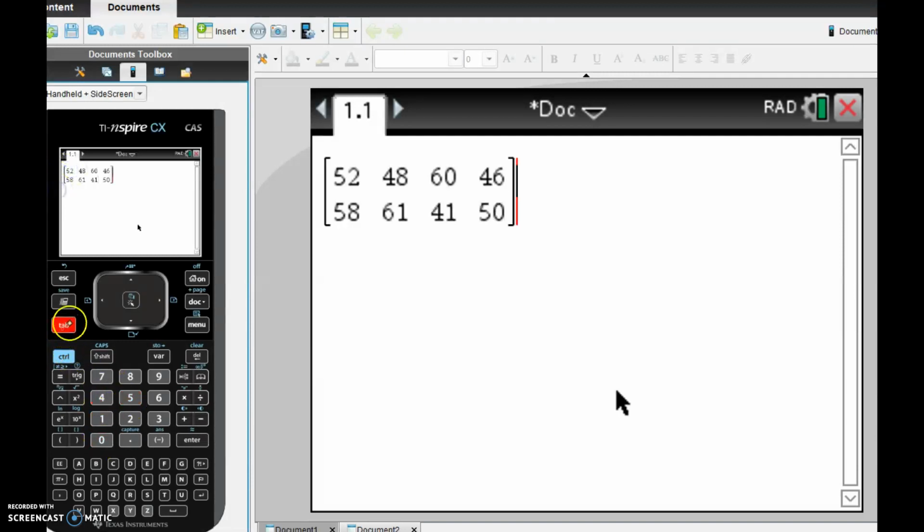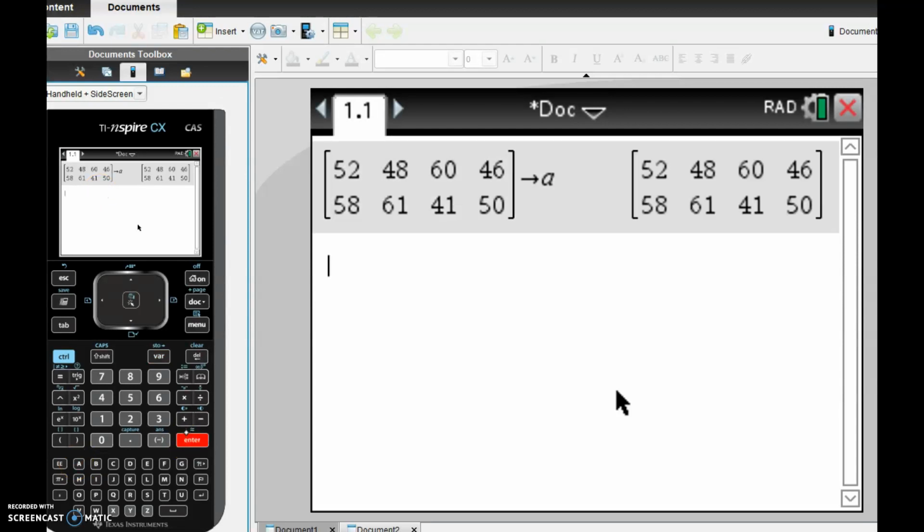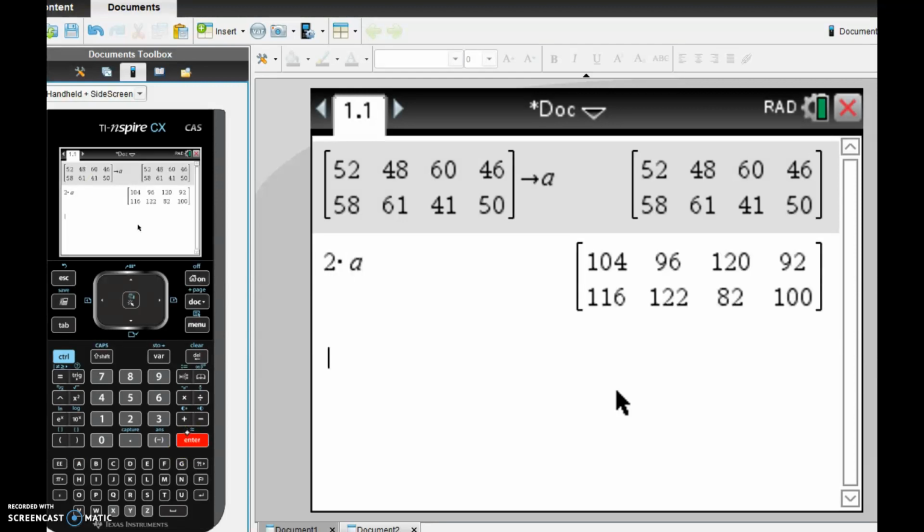50. And I want to store this so I don't have to type it in every time. So I'm going to hit Control and then var, that's right up here above the 9, and that gives you the little arrow and you can tell it where you want it to store. I want it to be A. So I'm going to store that as A, hit enter. Now it knows that that's matrix A, and now I can do 2A. So 2 times A. Notice the A is now bold and not italicized anymore, so it knows what I'm talking about. Hit enter, and we get our new matrix.